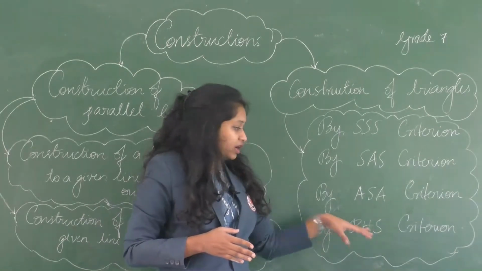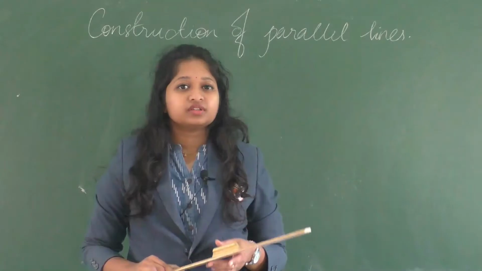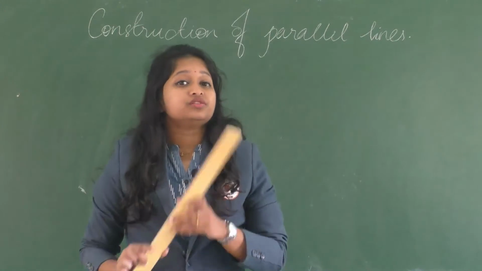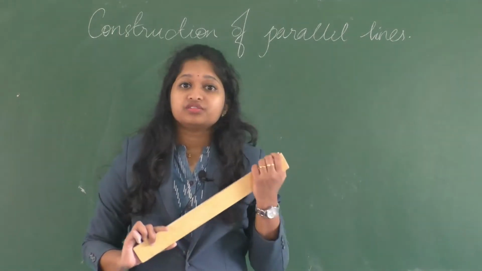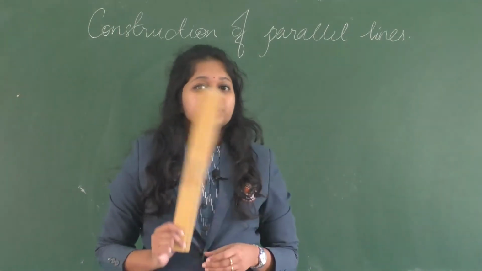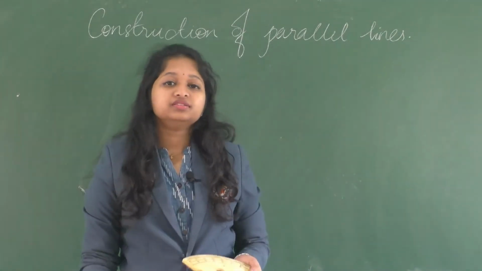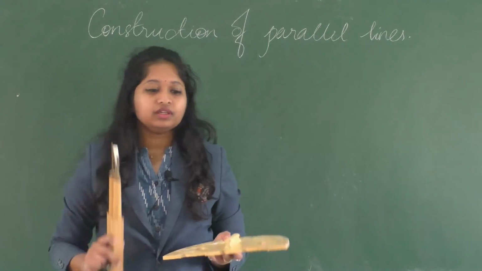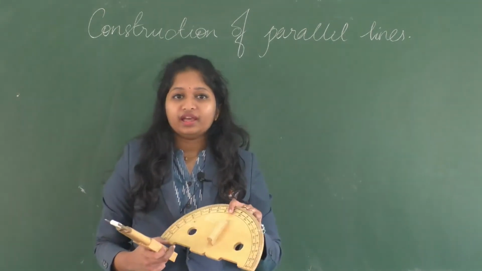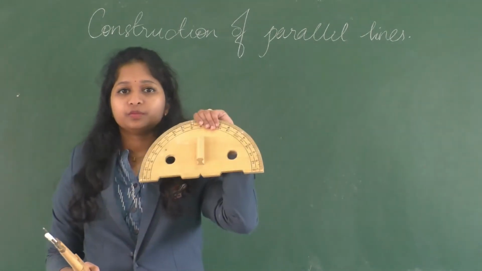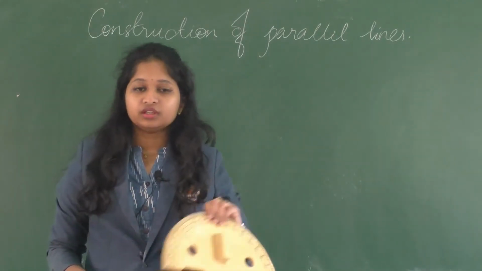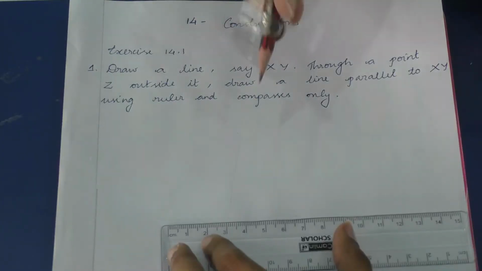criterion and RHS criterion. So in order to draw parallel lines or triangles, you should have a scale and a compass. Okay, and to check the angles, you can use the protractor. Now let's see the construction of a line parallel to a given line through a point outside the line.